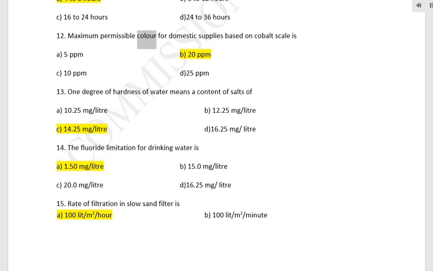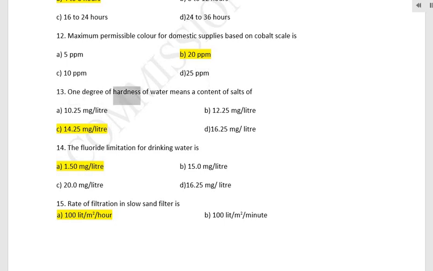12. Maximum permissible color for domestic supplies based on cobalt scale is A. 5 ppm. B. 20 ppm. C. 10 ppm. D. 25 ppm.